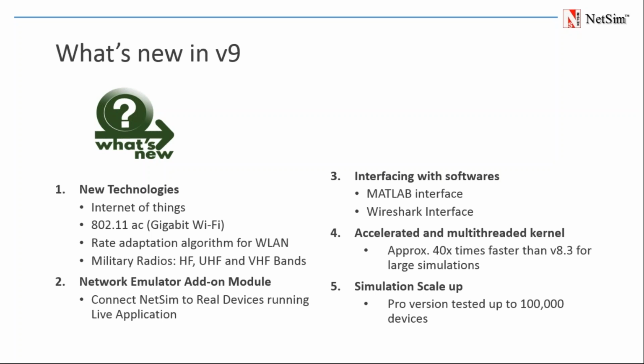That is IoT, Internet of Things, 802.11 AC, that is gigabit Wi-Fi, rate adaptation algorithm for wireless LAN, and military radios, HF, UHF, and VHF bands have been added. Then network emulator add-on module. This is an add-on module, can be purchased separately, that is used for running the live application in real devices by connecting to NetSim.